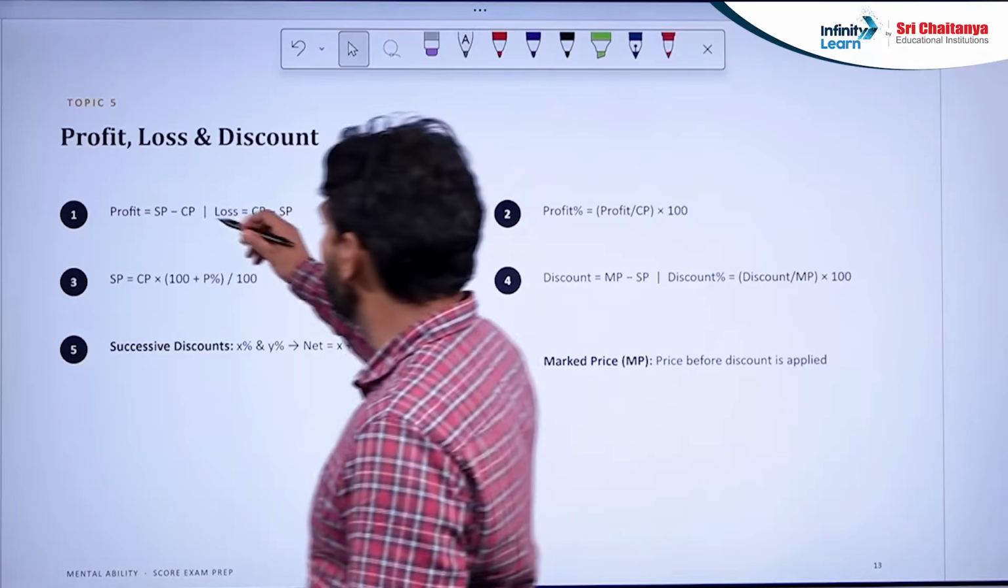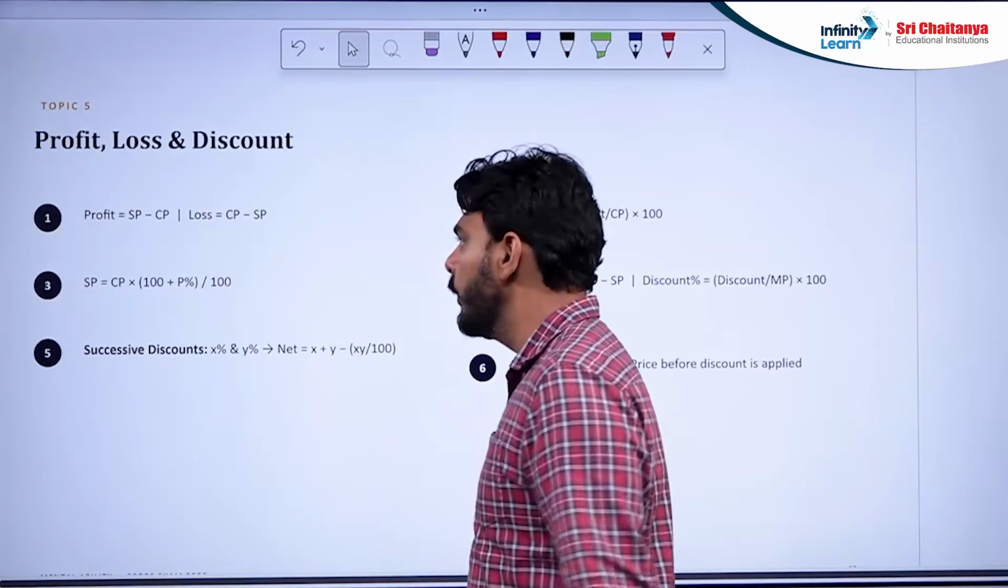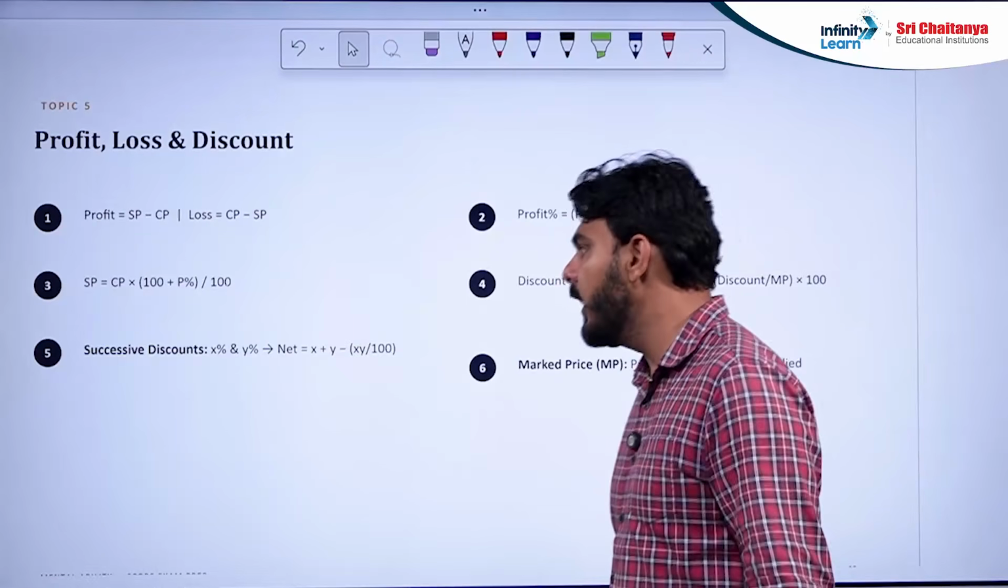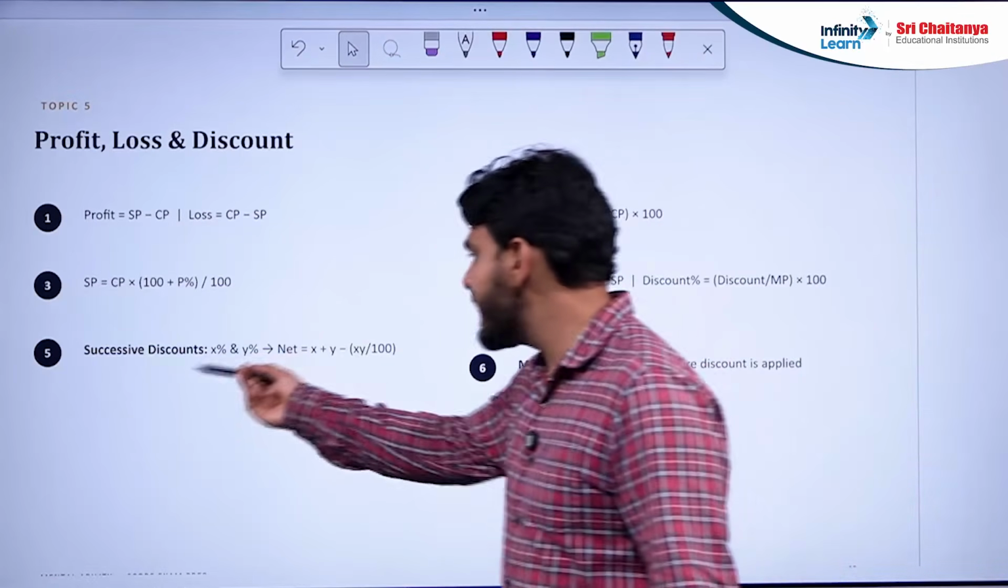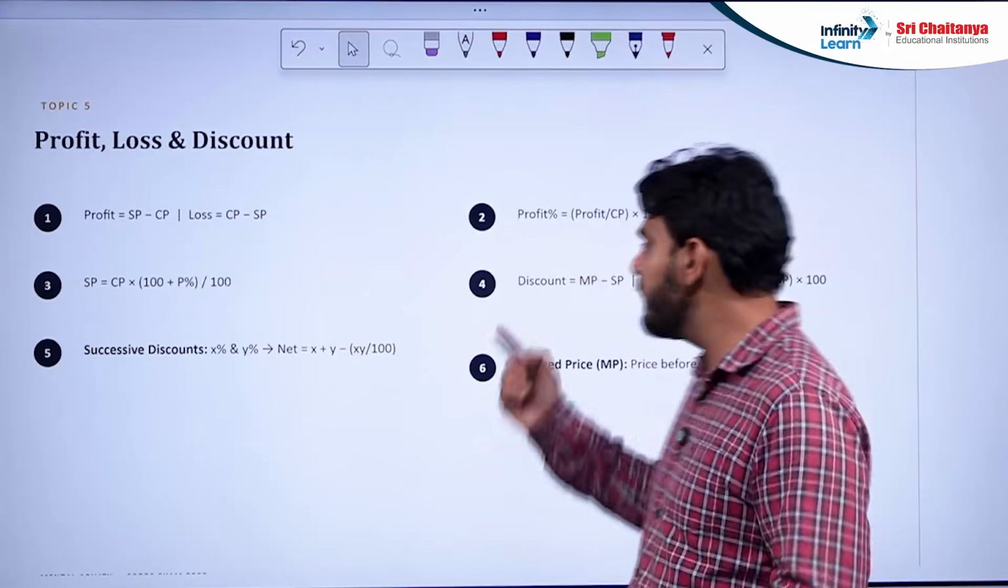Suppose you know that the formula for finding the profit is SP minus CP. You know the formula for finding SP when the profit percent is given. You know, when successive discounts of X and Y percent are given, how to find the net discount. These things you know.